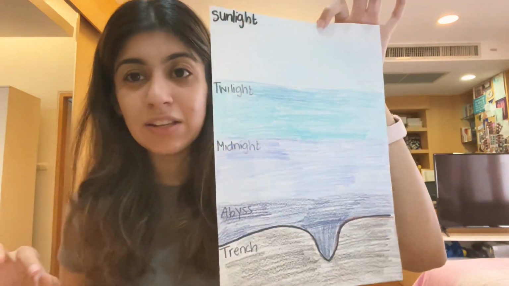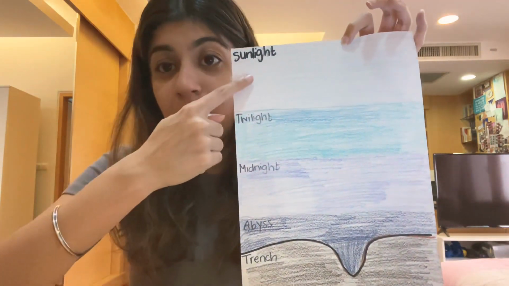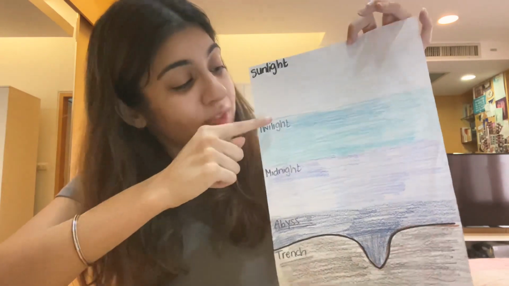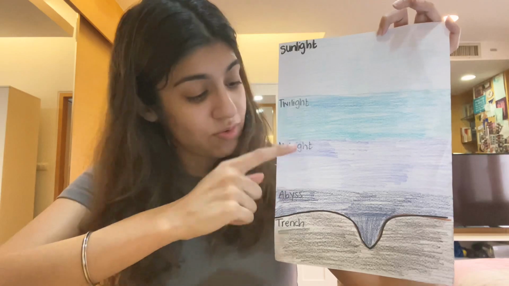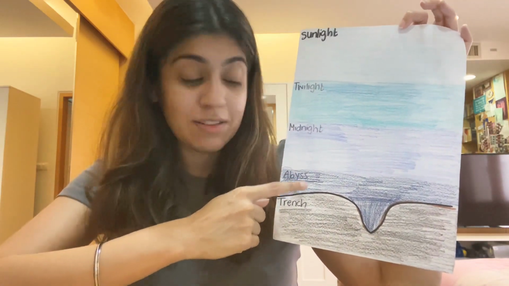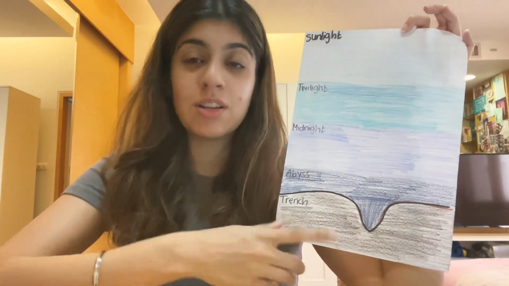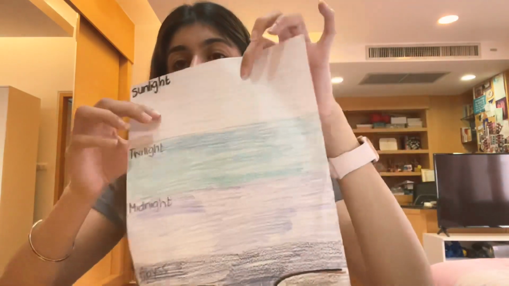It's kind of like a rough example of what they look like. We have the sunlight zone, twilight zone, midnight or dark zone, the abyss, and trench. Okay, let's start with the sunlight zone.